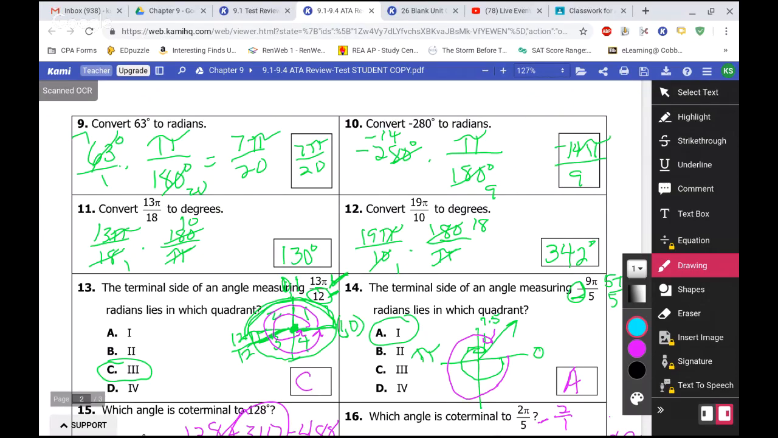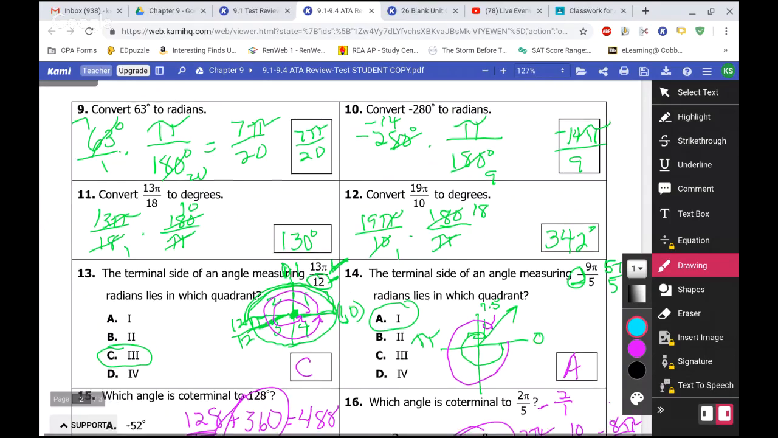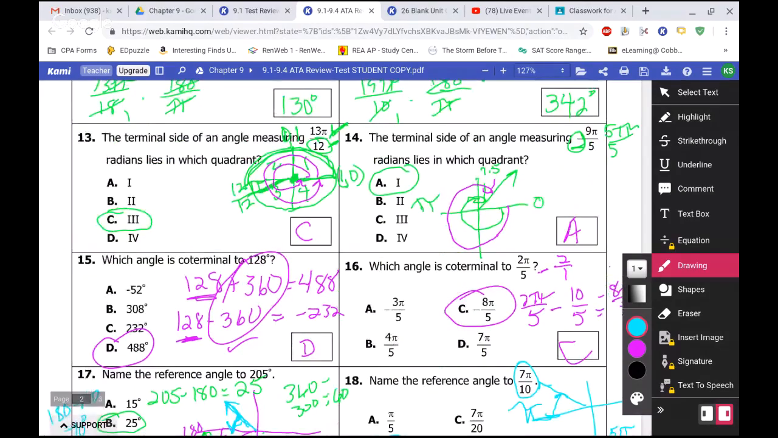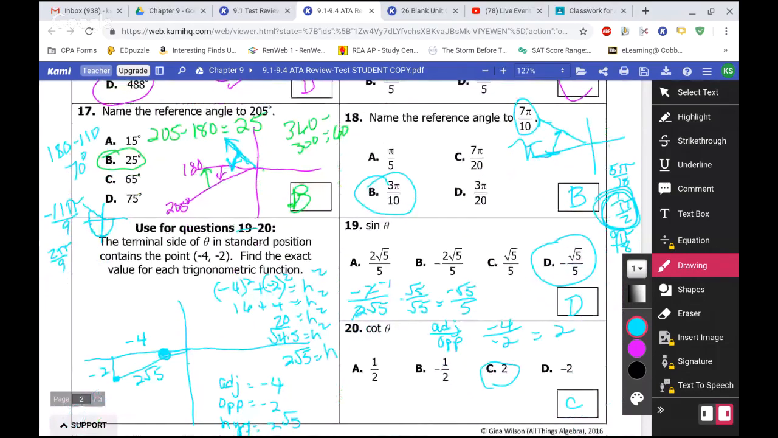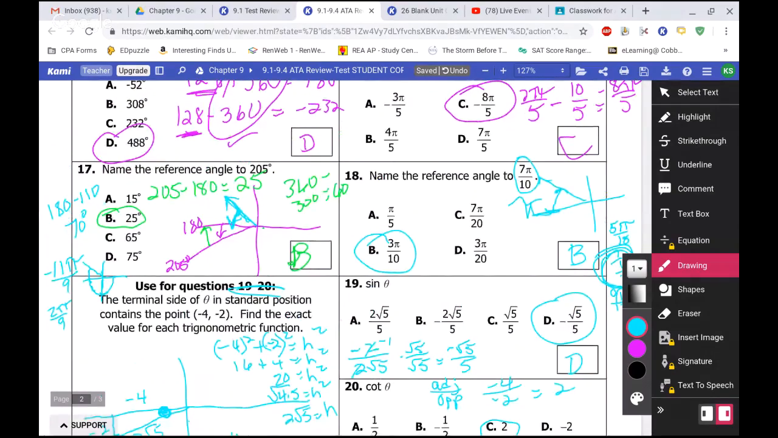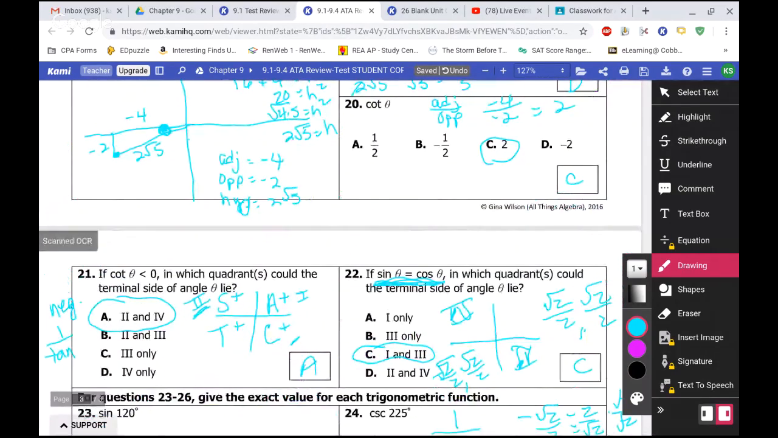Okay. There is 1 like number 19 and 20, this right here. There's one like that. But you have to find the 6 trigonometric functions. Here we only found 2. Okay. There is one like number 21 and 22.